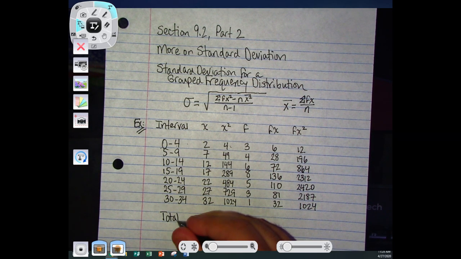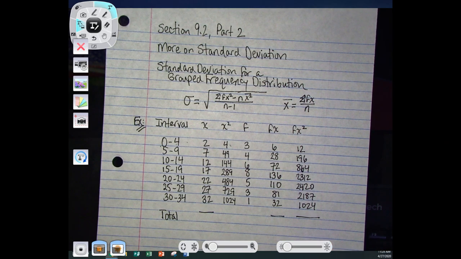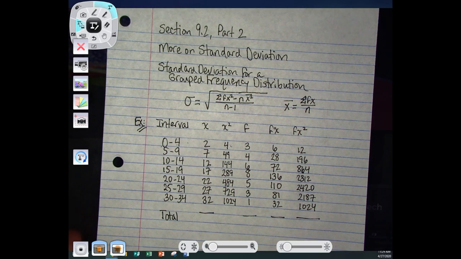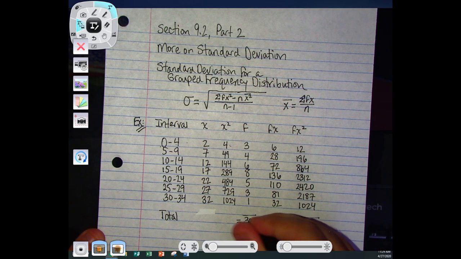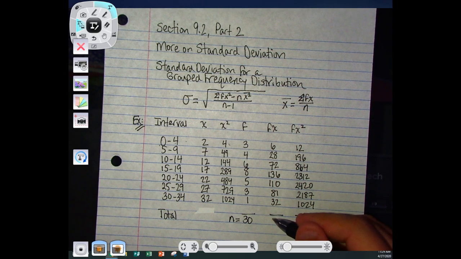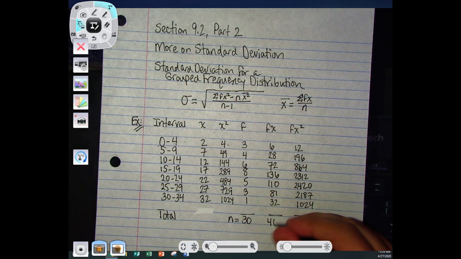The next step would be to find the total of the f column, the f times x column, and the f times x squared column. Or excuse me, not the x column, but the f column. I made a mistake there. So I'm going to find those three totals, not x. The total of the f column is 30. This is our n. The total of the f times x column is 435, I believe. Let me double check. I'm adding these together. 465. And then the total of the last column is 9,015.